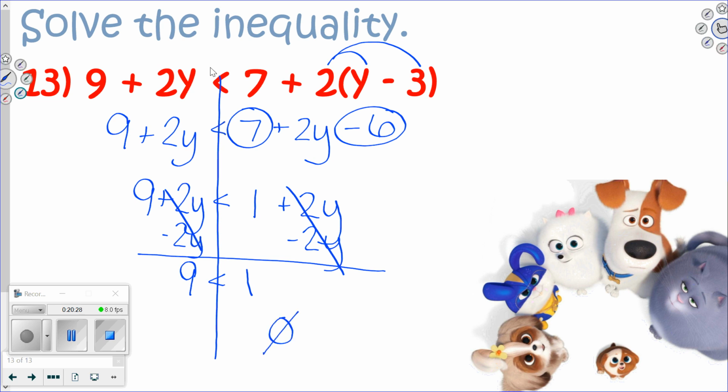What if it had said 1 is less than 9? Then it would have been all real, because that would have been true. Okay, so really read them so you know what they're saying. Don't just go, oh, numbers are the same on both sides, it must work. What if it did say 9 is less than 9? Would it have been all real or no solution? It's no solution because 9's not less than 9. Okay, so you really have to read them to see whether or not it's true.